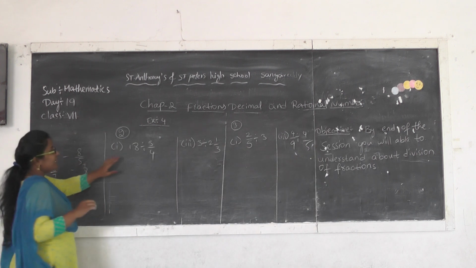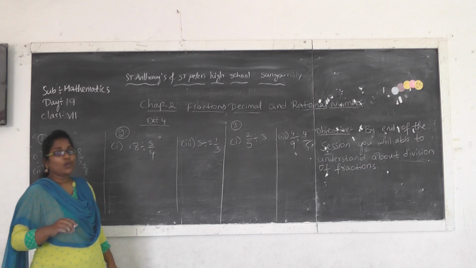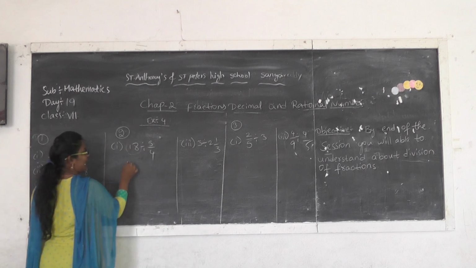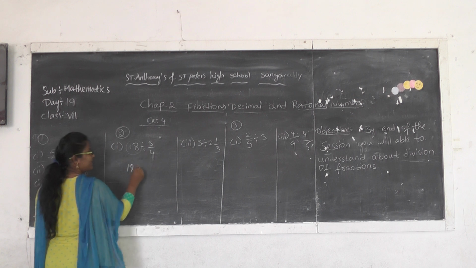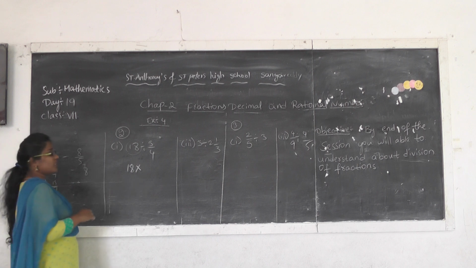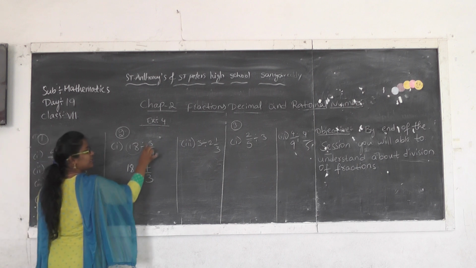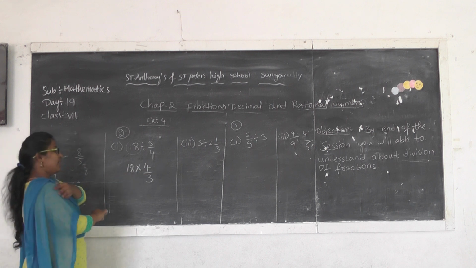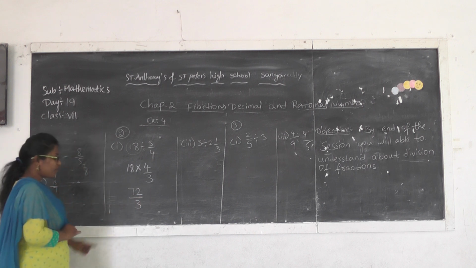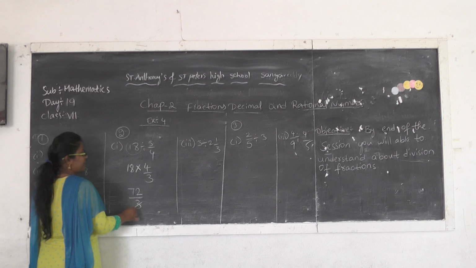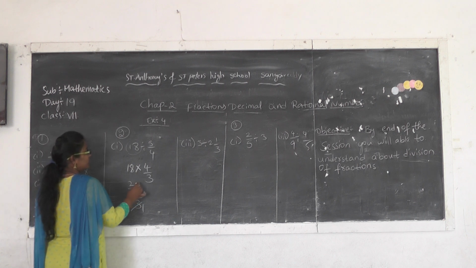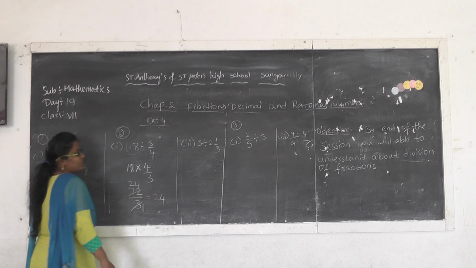Let's see. Now first, 18 divided by 3 by 4. How should we solve 18 divided by 3 by 4? First, 18 should be written as it is, 18 divided. So this we will make as into 3 by 4. What we have to do? We have to change into reciprocal. It is nothing but 4 by 3. This 3 by 4 should change into 4 by 3. Now 18 fours are how much? 72 by 3. Any cancellations we can do here? 3 ones are 3, 3 twos are 6. 1 is left here. 3 fours are 12. So 24 is the answer.